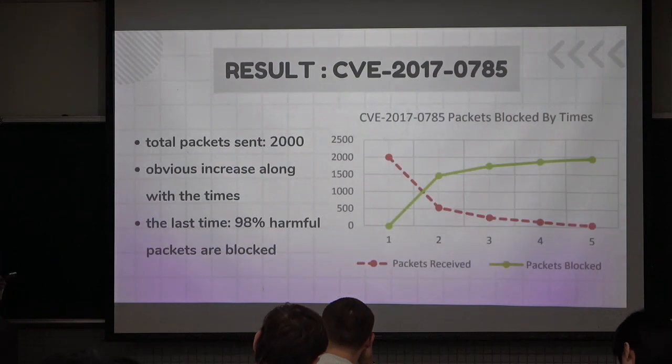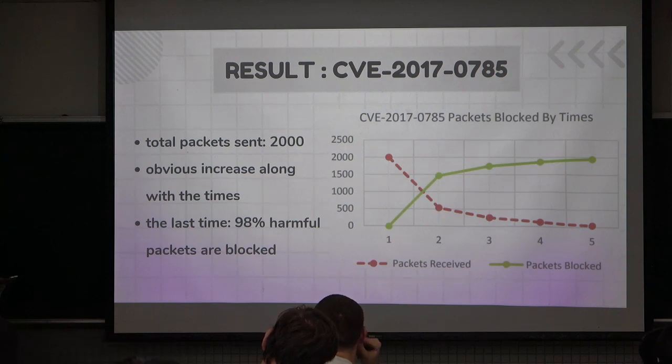We can see the experimental result of the algorithm. The horizontal axis represents times and the vertical axis represents the number of packets. The total packets sent is 2,000. The packets blocked have an obvious increase along with the times. At the last time of simulation, about 98% of harmful packets are blocked by the algorithm.